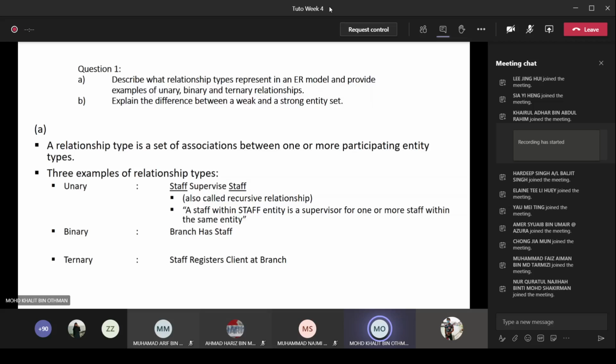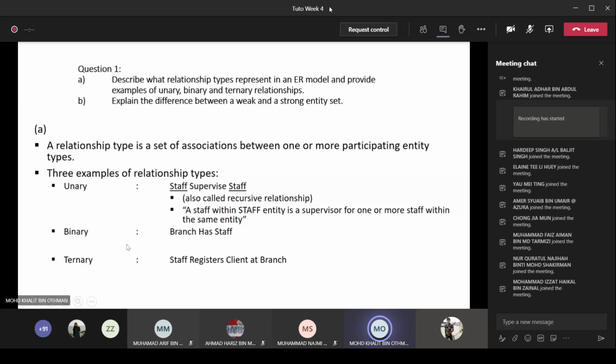And then we also have an example of a binary relationship, which is an association between two entities. Here we have a branch has staff. Branch is an entity, staff is also an entity. Has is the association between branch and staff. So this statement represents an example of a binary relationship.